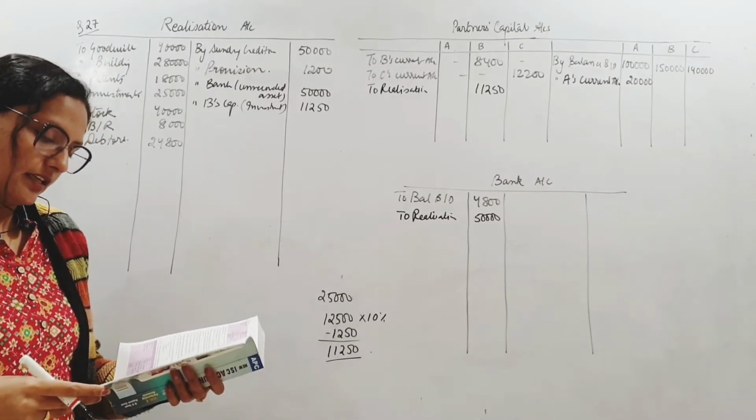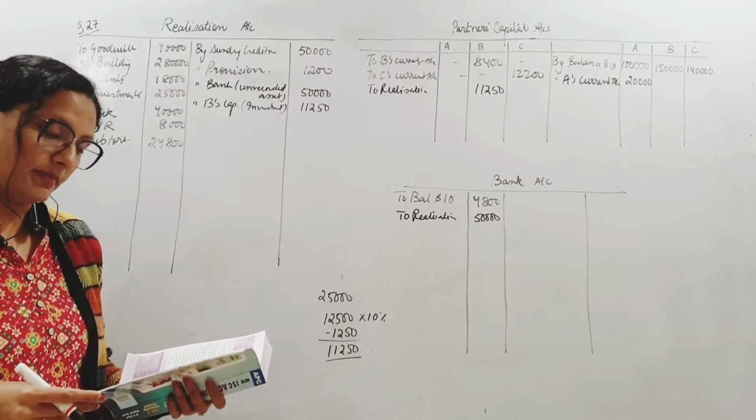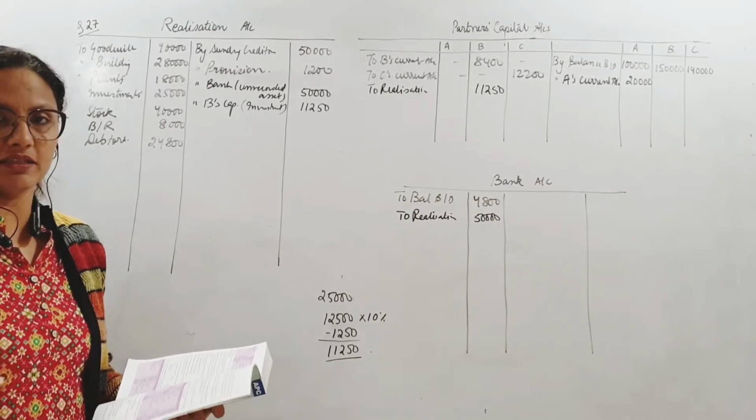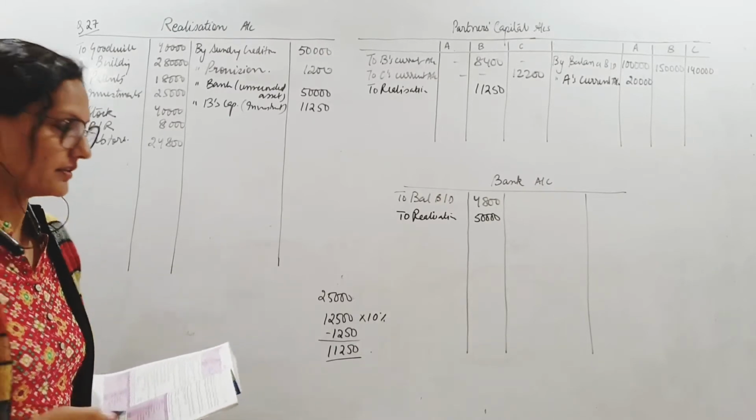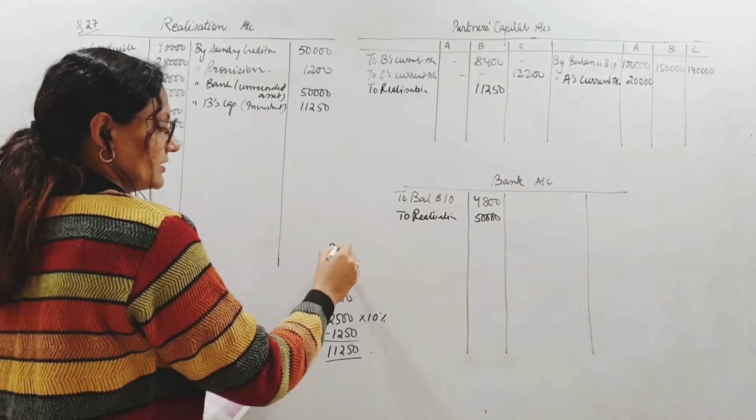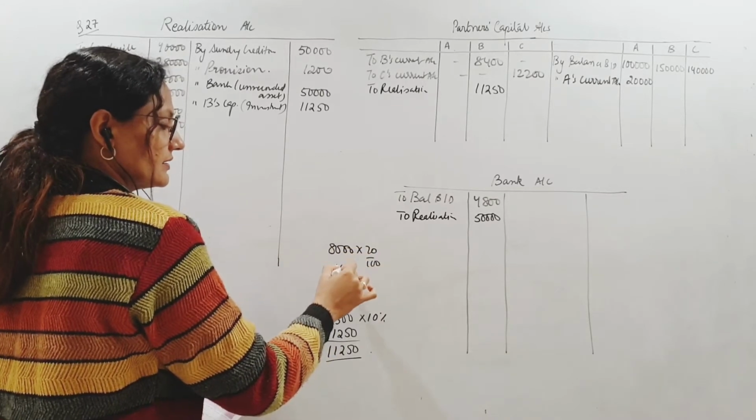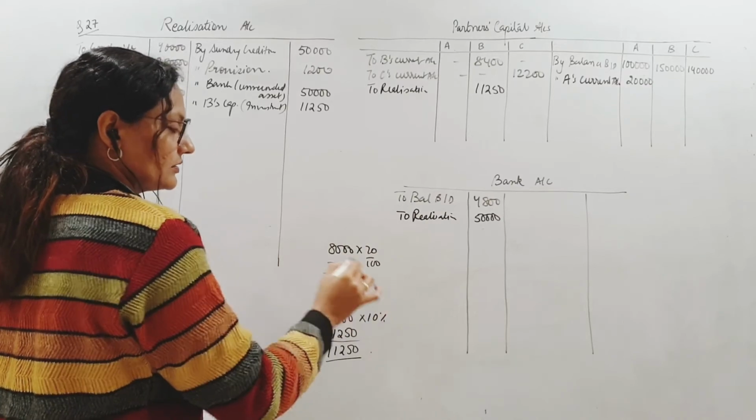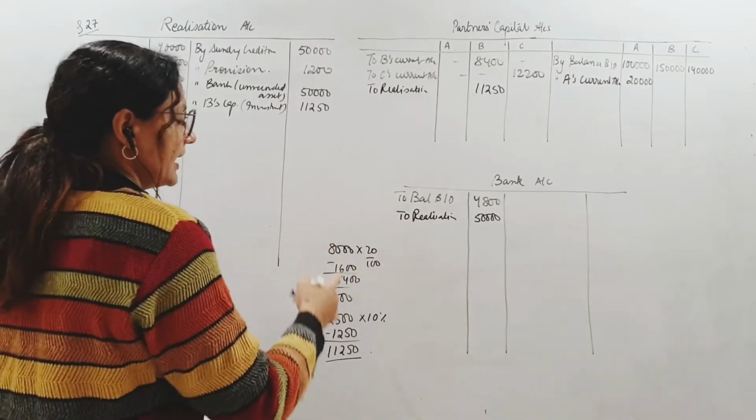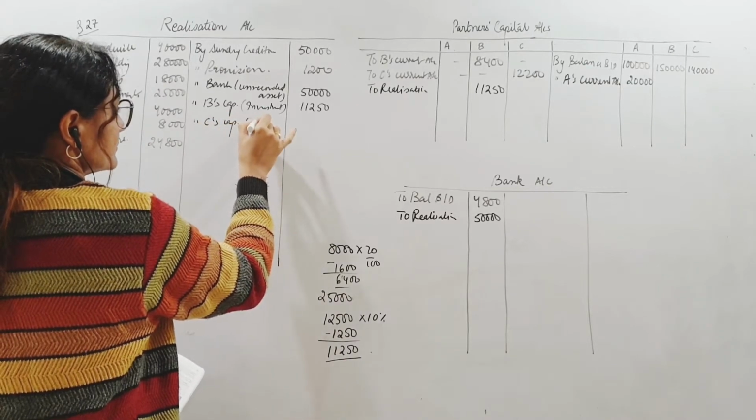Then C took over bills receivable at 20% discount. C is taking over another asset. Bills receivable is an asset. He is taking it at 20% discount, so 6,400, right? See, 8,000 is bills receivable. 20% of that is 1,600. 1,600 less, so 6,400. At this value, I will have to debit C's capital.